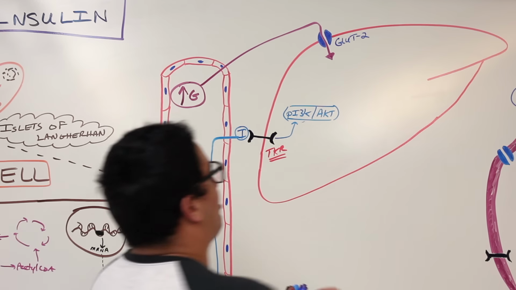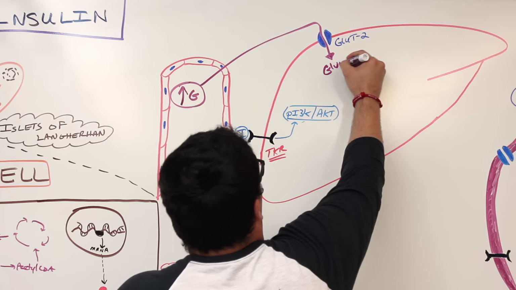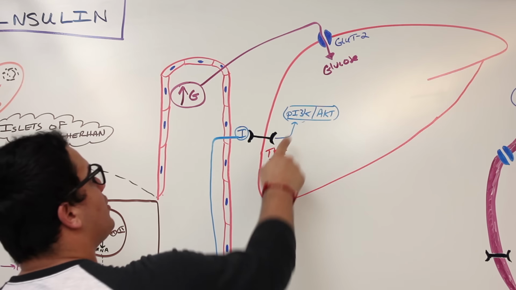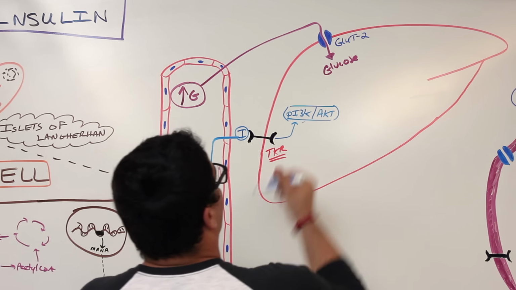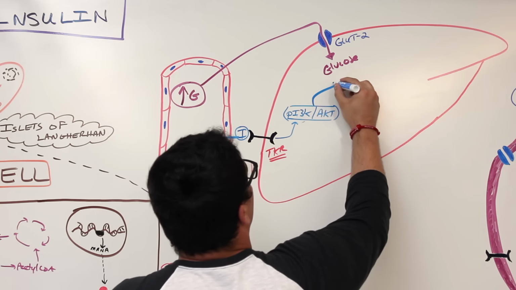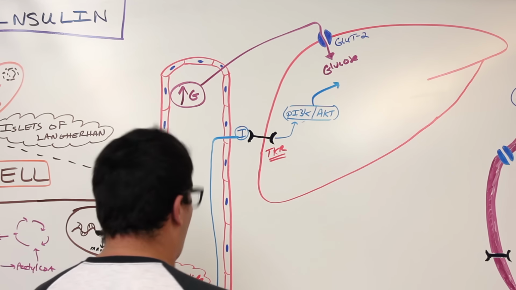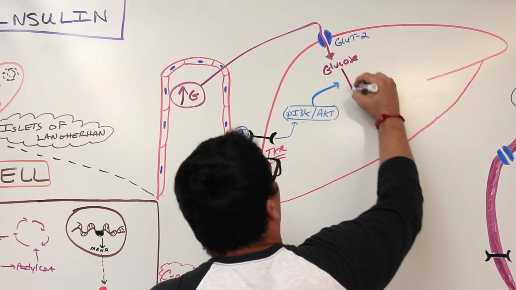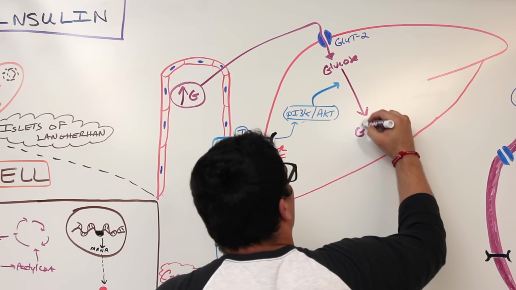Once glucose is brought into the liver cell, that's where insulin can be of use. What insulin is going to do is convert this glucose into a specific molecule. It's going to take glucose and polymerize it into glycogen.